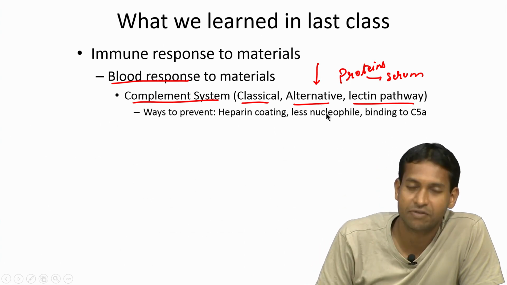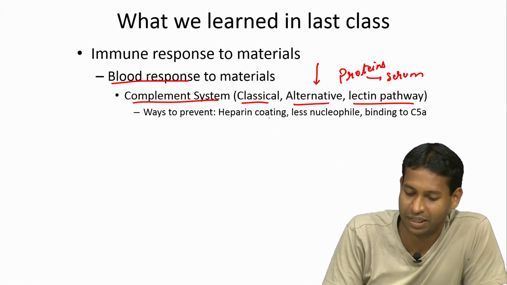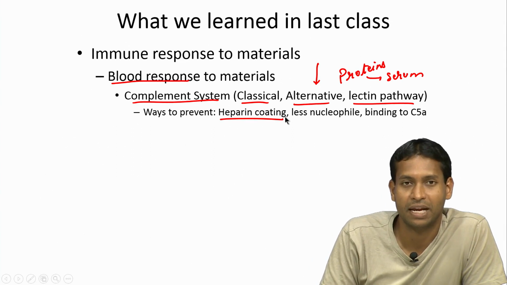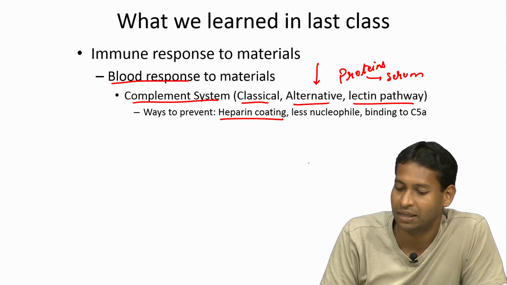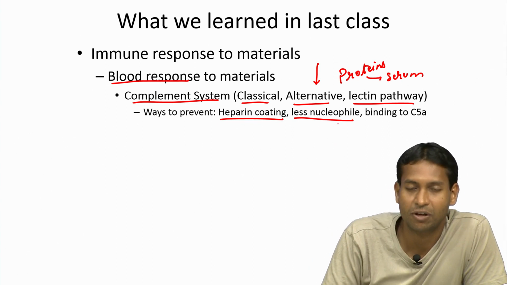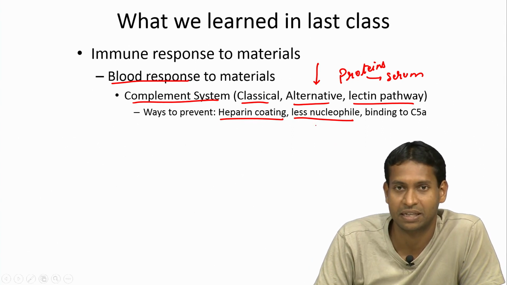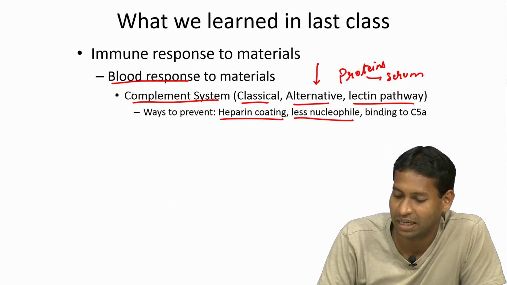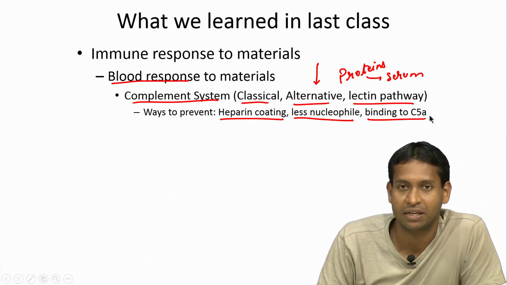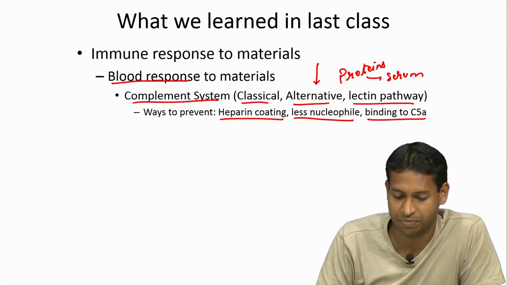And there are a few ways in which we can prevent that. One is to coat with heparin, which is going to inactivate the cascade. Another is making your surface less nucleophilic, so that it does not activate these complement proteins, and then you can bind it to C5a. So, that will also result in prevention of activation.